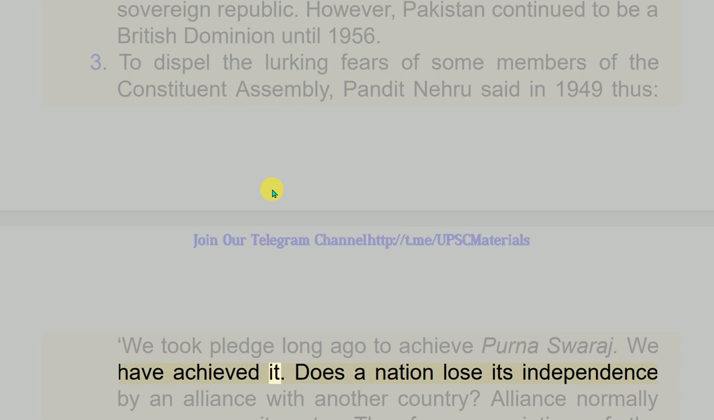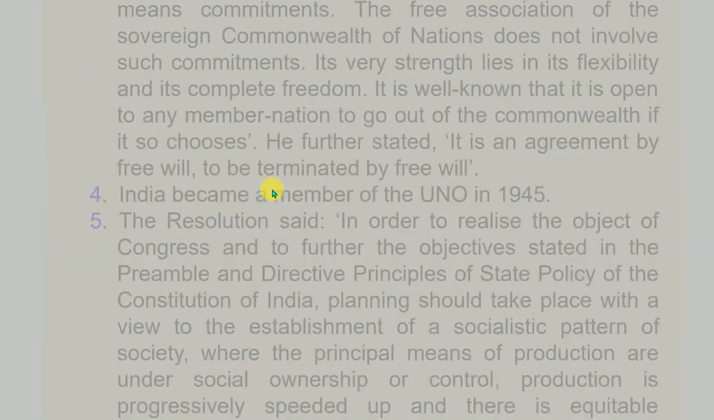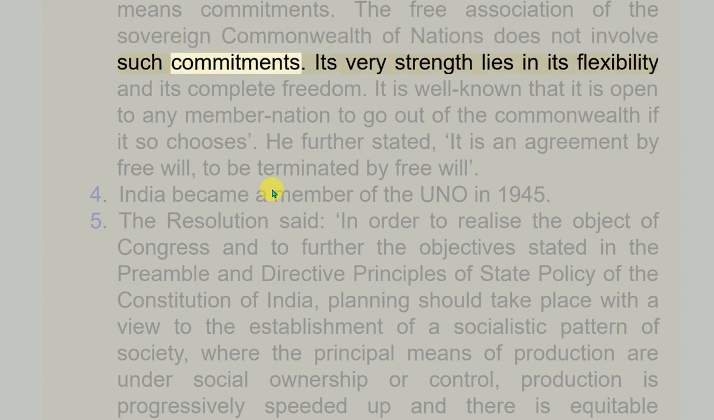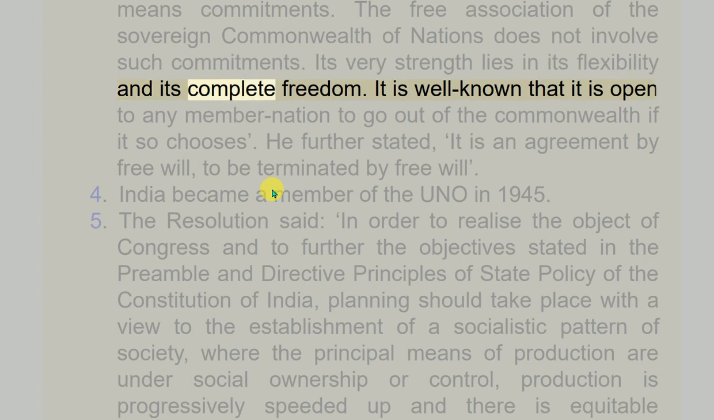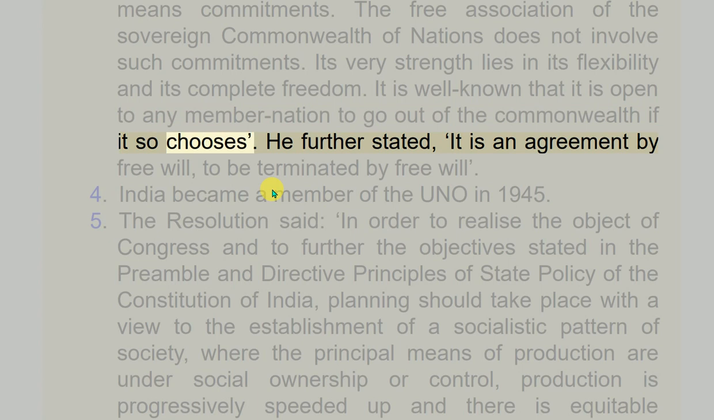Does the nation lose its independence by an alliance with another country? Alliance normally means commitments. The free association of the sovereign commonwealth of nations does not involve such commitments. Its very strength lies in its flexibility and its complete freedom. It is well known that it is open to any member nation to go out of the commonwealth if it so chooses. He further stated, it is an agreement by free will, to be terminated by free will.